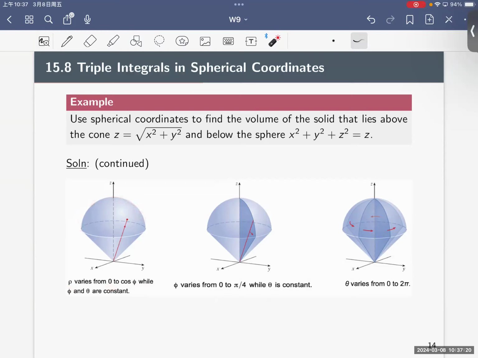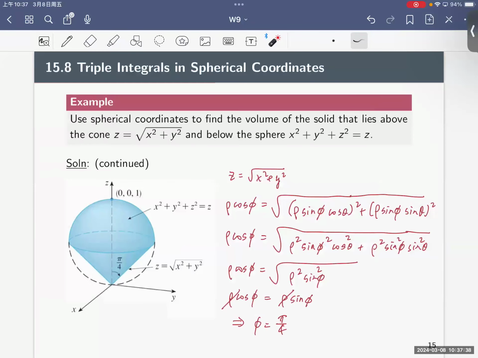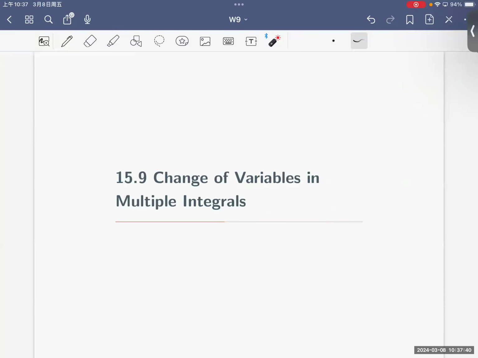And phi will start from the positive z-axis and go this way. So the farthest angle it can reach is pi over 4. And theta can go from 0 to 2 pi to cover the whole 3D solid region. Okay, so this is all about spherical coordinates.